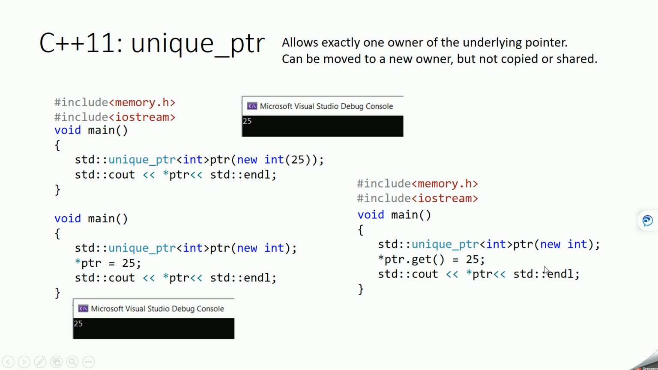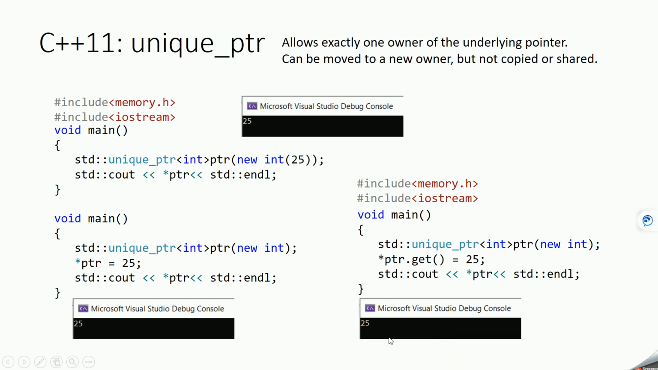There is another way you can initialize the value to a memory which is pointed by the smart pointer. First we create it this way, and then using get we are getting the address of the memory that is pointed by this smart pointer, and then by using dereferencing we are assigning the value. In this case also, if you print the value by dereferencing the pointer, it will give the output like this.